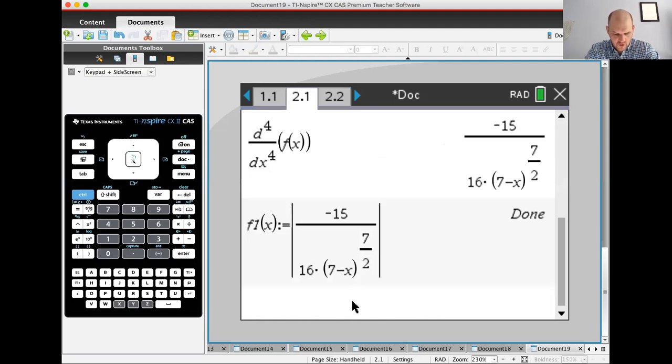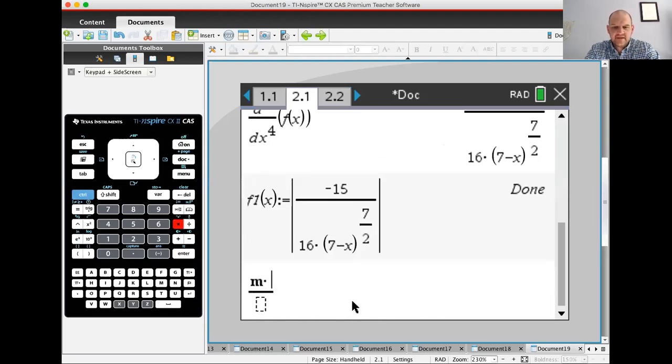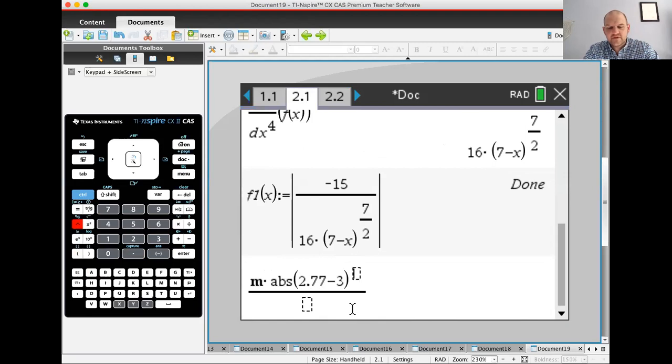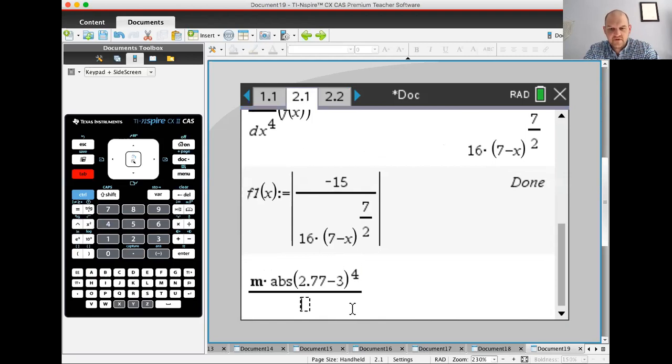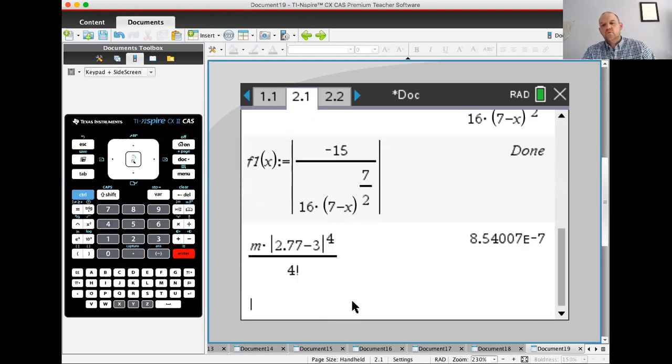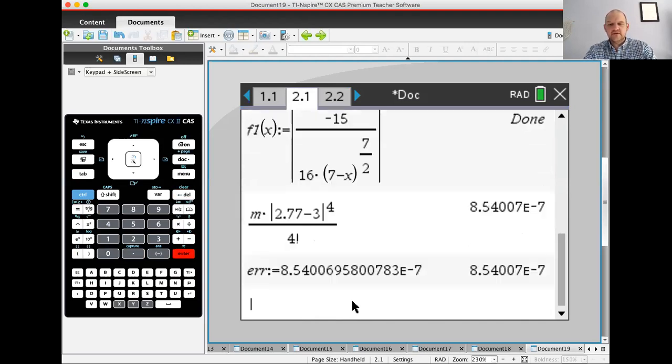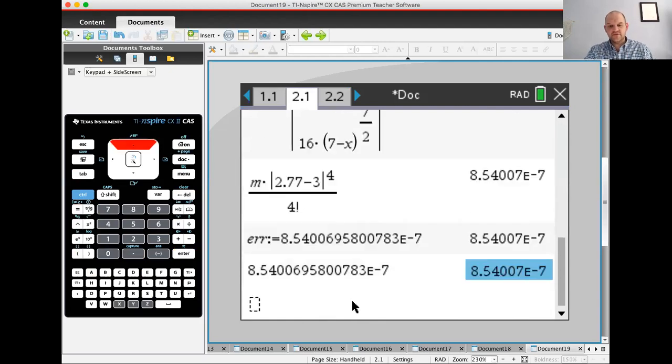So, maximum error is m times the absolute value of 2.77 minus 3 to the, that was the 4th derivative we used, so to the 4th, over 4 factorial. We're going to store this as, set equal to the answer. Really tiny, our 3 decimal thing is not going to work for us here. Nothing's going to work on this pretty much.